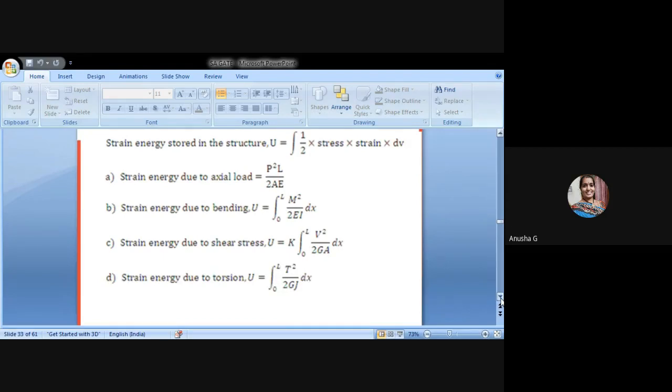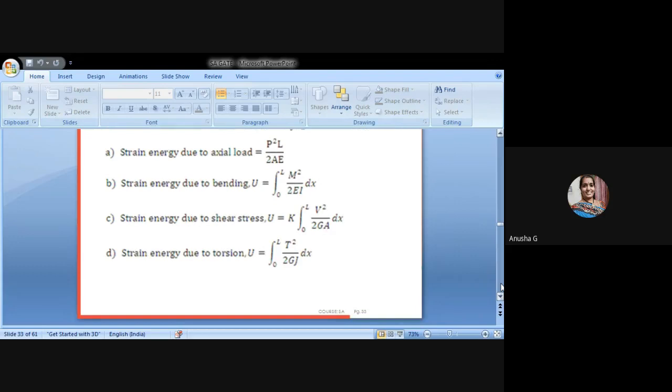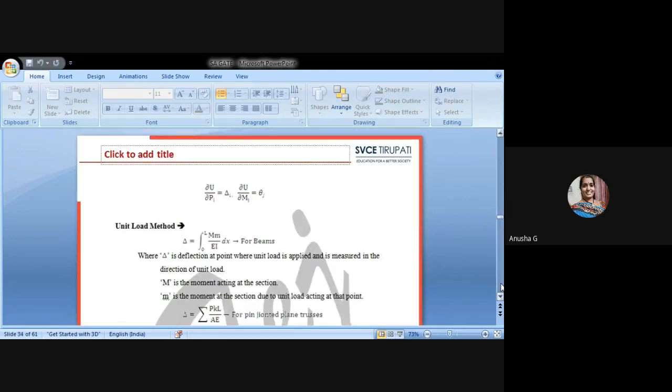Another one is the strain energy due to torsion, U equals integral 0 to L of T squared by 2GJ dx. These are the total four very, very important derivations for the strain energy. Then next we will go for another one, Castigliano's theorem, the unit load method.